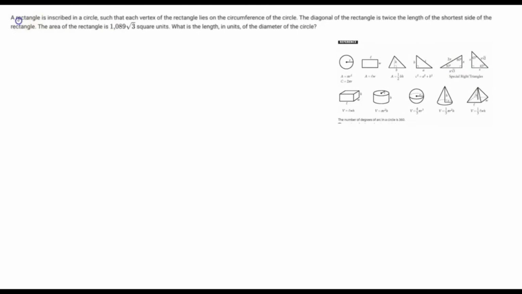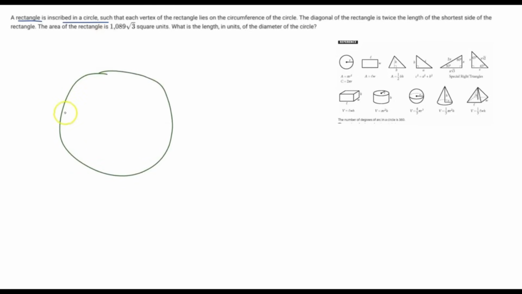So it says a rectangle is inscribed in a circle such that the vertices of the rectangle lie on the circumference of the circle. All right, first let's just draw this out, right? The first thing you have to do with these geometry problems is interpret them. There's all this weird wording there, but as long as you just take it step by step, word by word, you'll be fine. So the rectangle is inscribed inside of a circle.